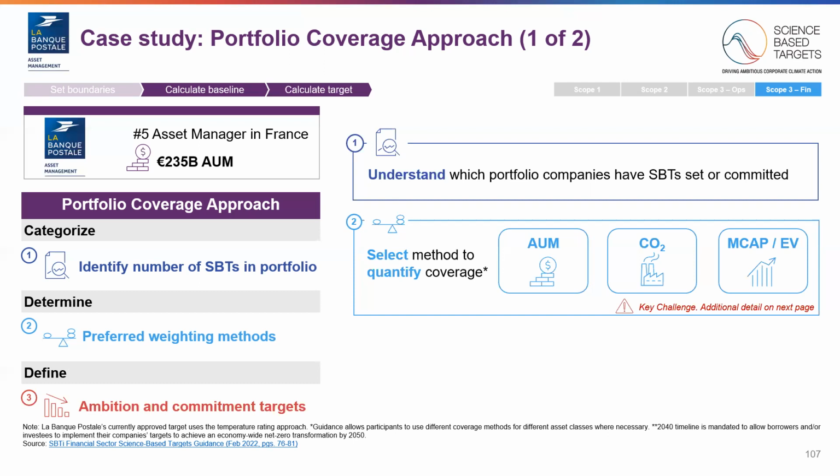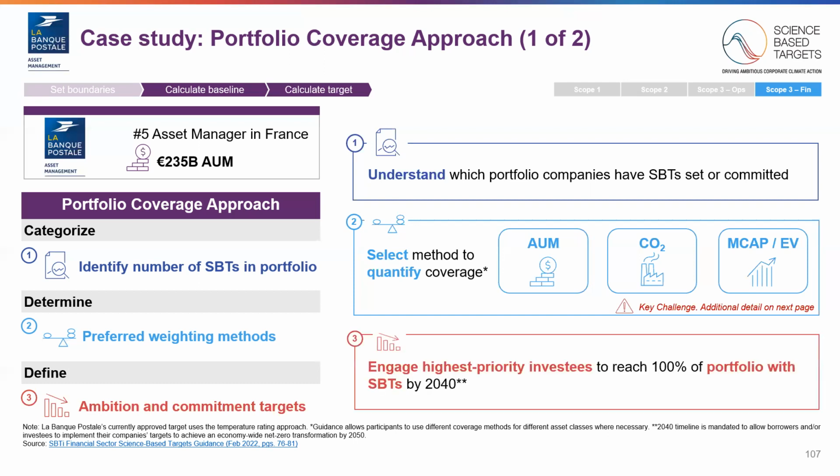And lastly, La Banque Postale Asset Management was able to engage with high priority investees to encourage them to commit to setting their own SBTs, again with the goal of 100% coverage by 2040.